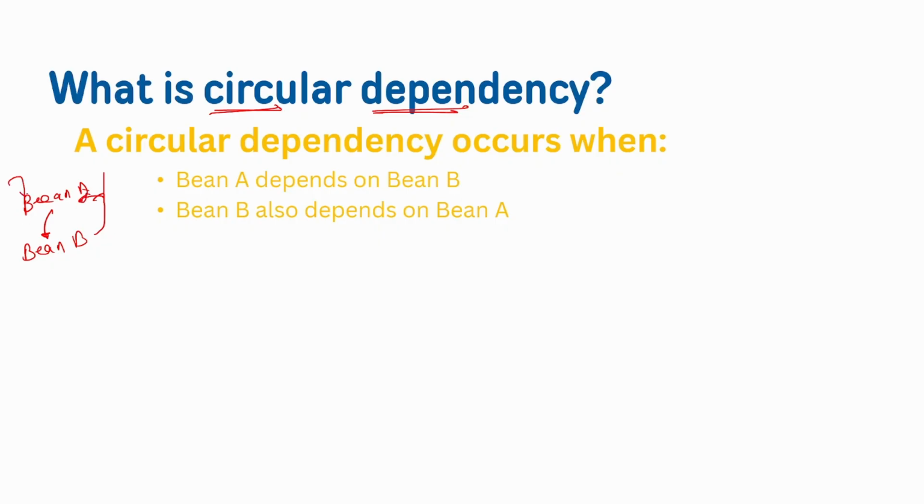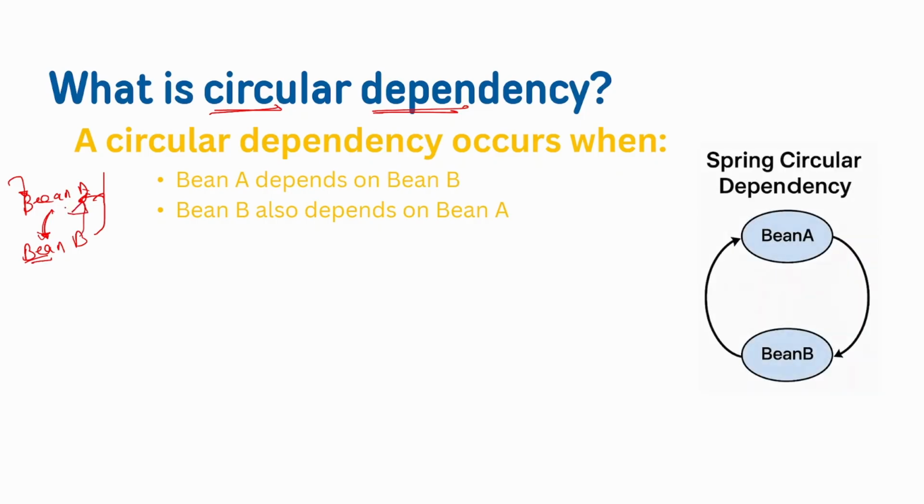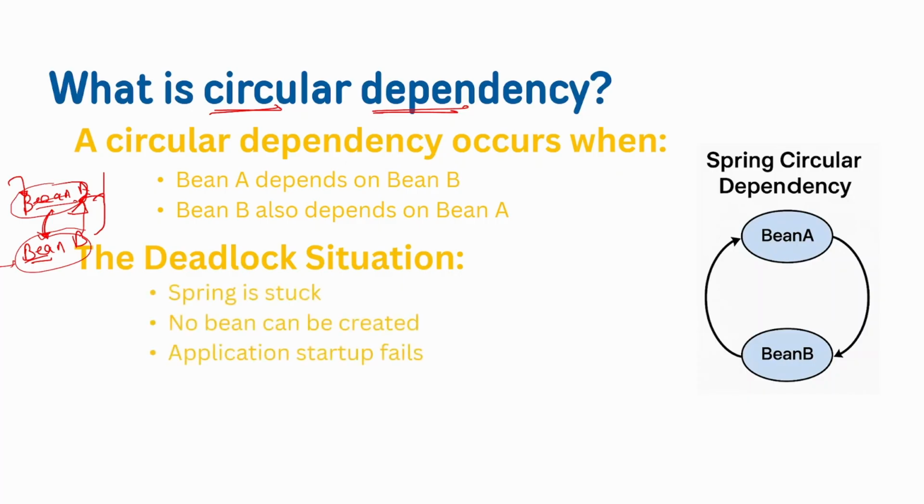If Spring goes to create bean A, it says there is a bean B we need. And when it goes to create bean B, it says it needs to create bean A. So now there is a deadlock situation. Spring cannot create bean A without bean B, and bean B cannot be created without bean A. So Spring is stuck, no bean is created, and the application startup fails.